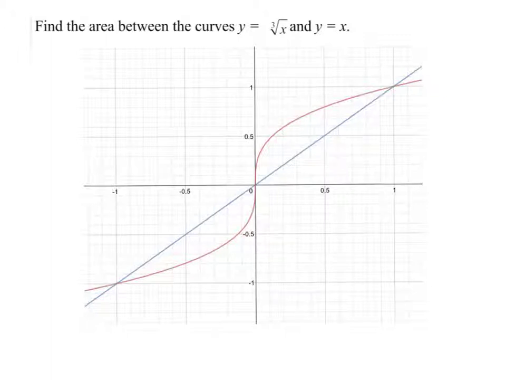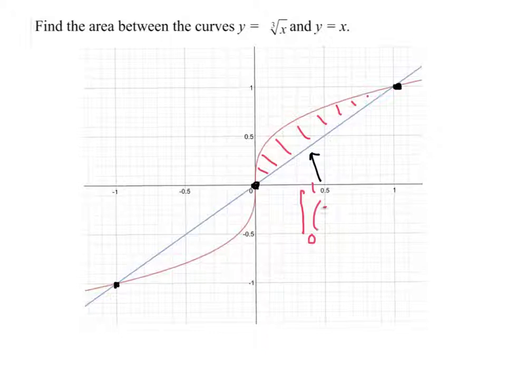Now, I want to focus here, first of all, of course, when you're thinking about finding area, you want to find the intersection points. We have 3 intersection points at -1, at 0, and 1. Now, if I were going to integrate to find this area, let's do this one in red. I would integrate from 0 to 1 the cube root of x minus x dx.